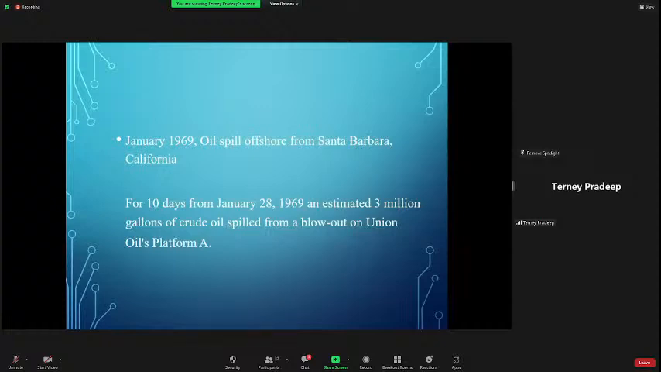Then in 1969, we call it Santa Barbara. It's an oil platform that burst through, right? It's the Santa Barbara spill. It released about 3 million gallons of crude oil again.